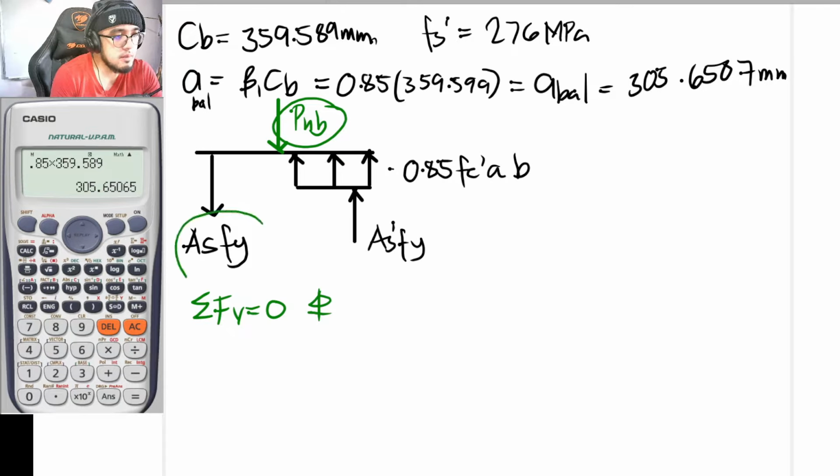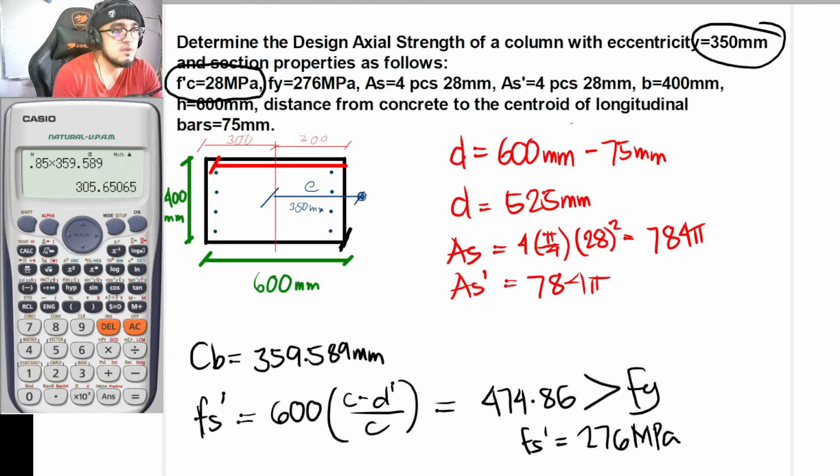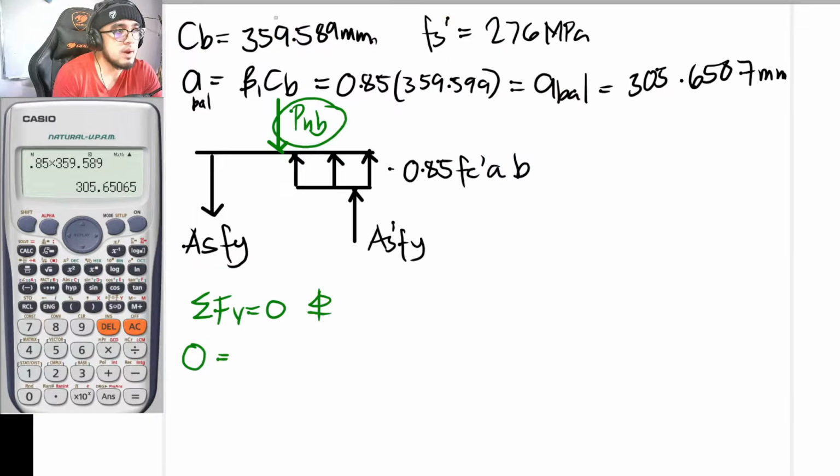Okay, so let's go from left to right. So 0 is to be equal to, so what is to be As Fy? For our As, that is 784 pi. By the way, I would just be writing them first. So As Fy, but take note that this is negative since it is going downward. And for your P and B, that is to be minus P and B also.